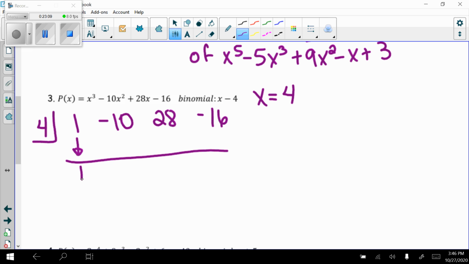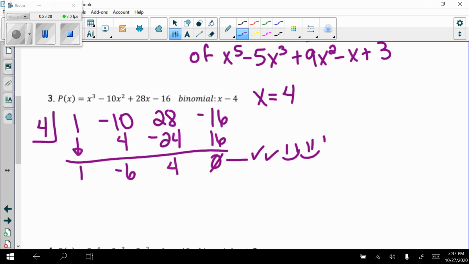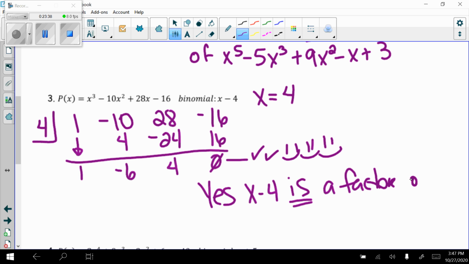Remember, below the line, we multiply with the box. So multiply, we get 4. Above the line, we add. -10 and a +4 gets me -6. Multiply, -24. Add 4. Multiply, 16. Add 0. My remainder is 0. Right? Yay. So what does that mean? Yes, x minus 4 is a factor of x cubed minus 10x squared plus 28x minus 16.